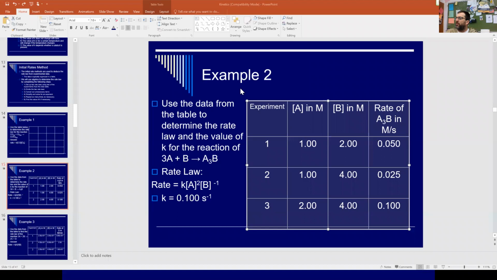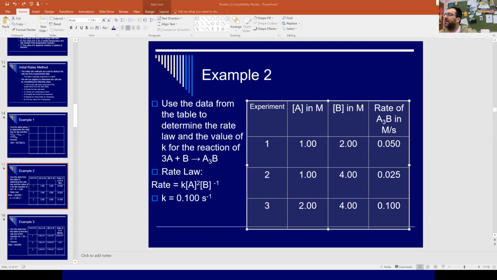So example 2. Example 2 says use the data from the table. Once again, this table information will always be given, okay, to determine the rate law and the value of K for the reaction 3A plus B yields A3B.